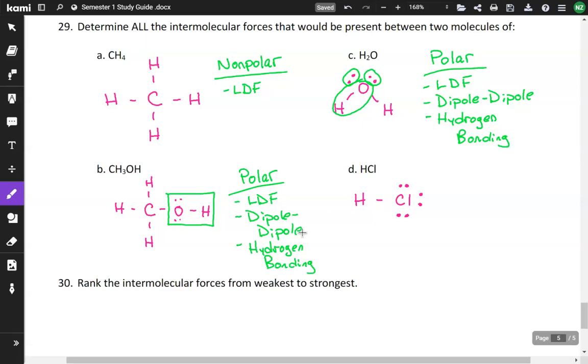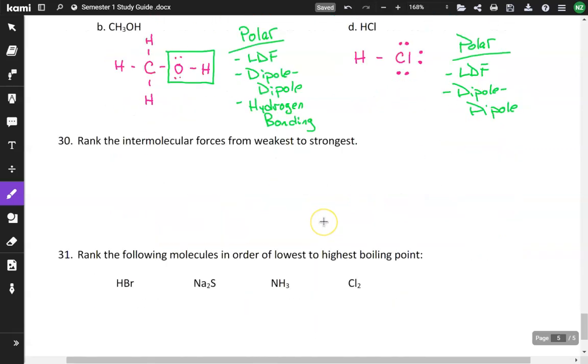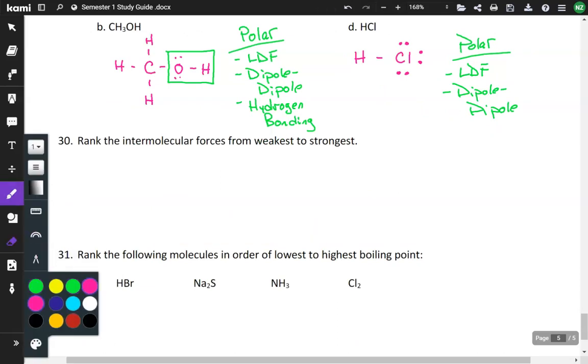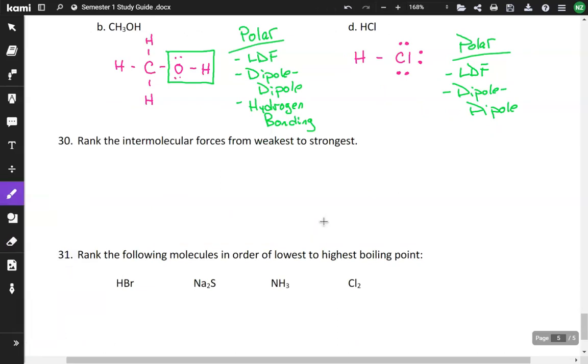Okay. The last one. This one is polar. Two things, not the same. It gets LDF because everybody has LDF. It gets dipole-dipole because it's polar. It does not get hydrogen bonding. Just because it has hydrogen doesn't make it hydrogen bonding. All right. LDF is the weakest intermolecular force. Then dipole-dipole. And then hydrogen bonding is the strongest.